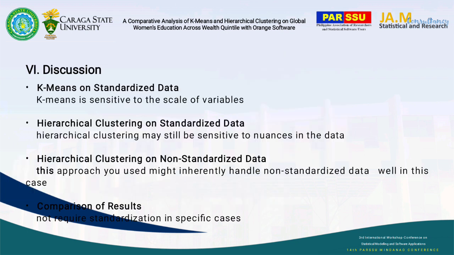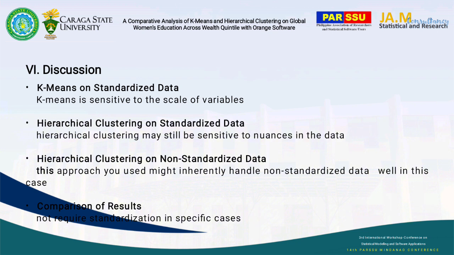In our interpretation, k-means is sensitive to the scale of variables. Standardizing the data ensures that each variable contributes equally to the clustering process. Regardless of its original scale, the result of two well-defined clusters is expected because standardization prevents variables with larger magnitudes from dominating the distance calculations. The result of only one observation in one cluster and the rest in the other suggests that hierarchical clustering may still be sensitive to nuances in the data, even after standardization. This could be due to the choice of distance metric or linkage criterion.